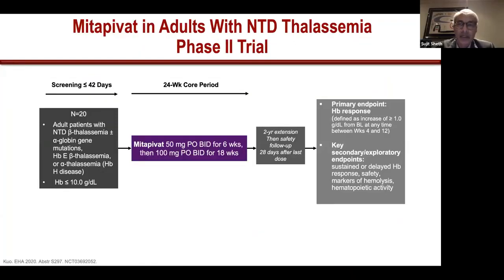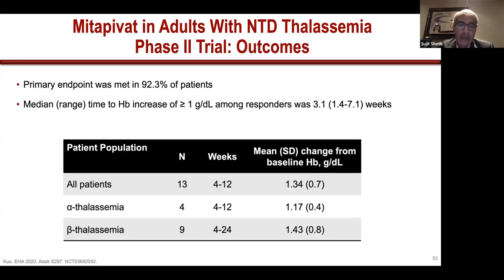So the trial in adults with non-transfusion dependent thalassemia, alpha and beta thalassemia, was carried out, an early phase trial, mostly looking at safety. And these were the results. The primary endpoint was an increase in hemoglobin level from baseline by 1 gram per deciliter. And the primary endpoint was met in 92.3% of patients, which is shown here. 13 out of 14 patients responded.